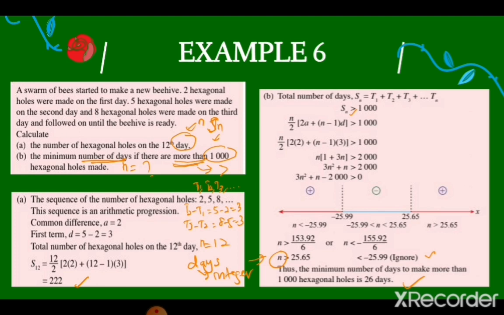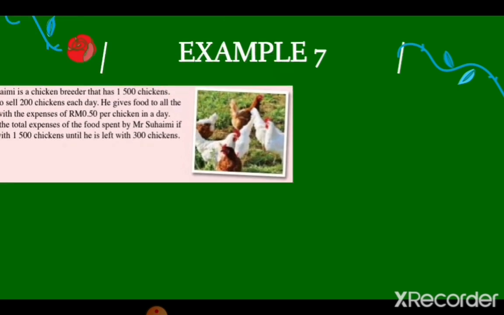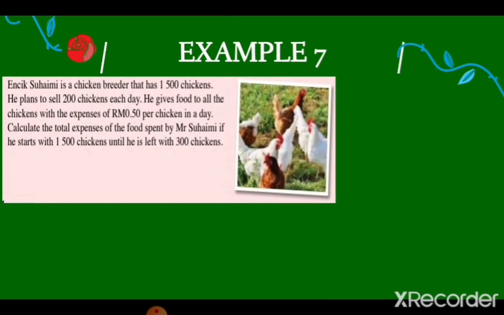Okay, let's look at another example. Encik Suhaimi is a chicken breeder that has 1,500 chickens. He plans to sell 200 chickens each day. He gives food to all the chickens with expenses of 50 cents per chicken in a day. Calculate the total expenses of the food spent by Mr. Suhaimi if he starts with 1,500 chickens until he is left with 300 chickens.